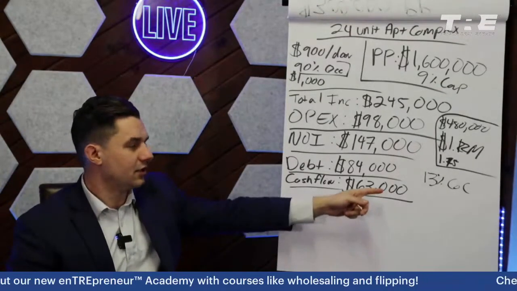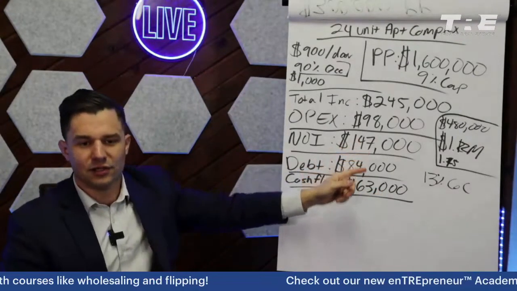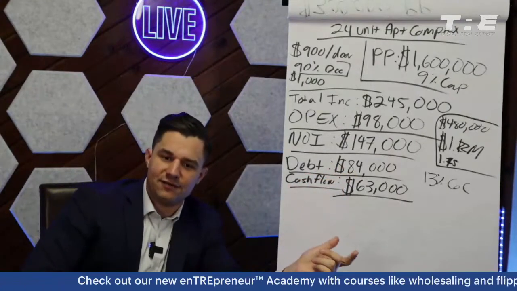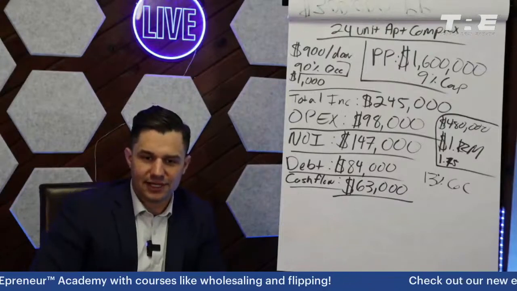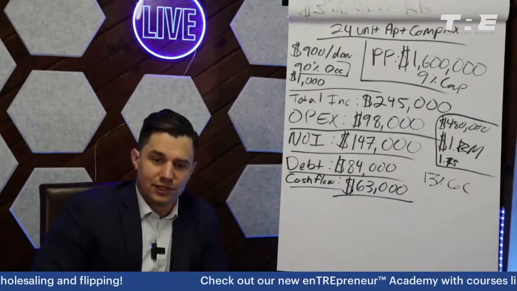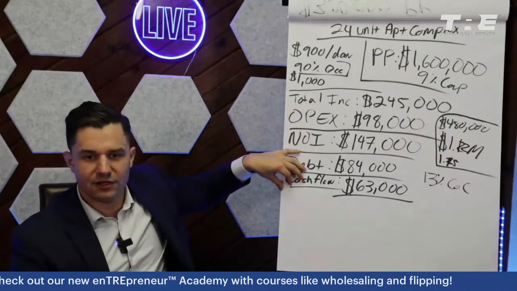$63,000 a year, 13% cash on cash return, 70% financed. We got a loan balance of $1.12 million. It hits the 1.75 DSCR. Yeah, it's cool. 13% cash on cash return. Not bad. Now I want to show you something really cool. Remember these numbers. Hope you're writing all these down.